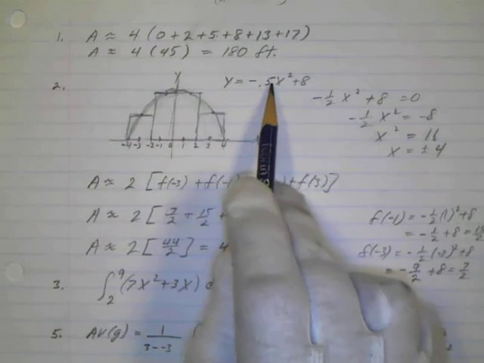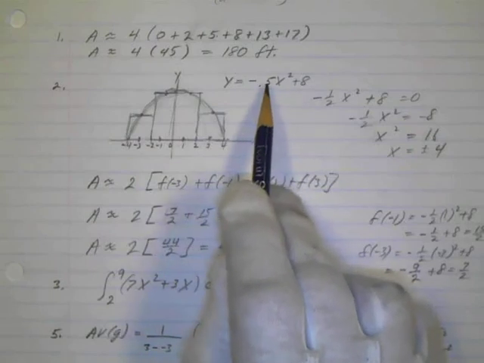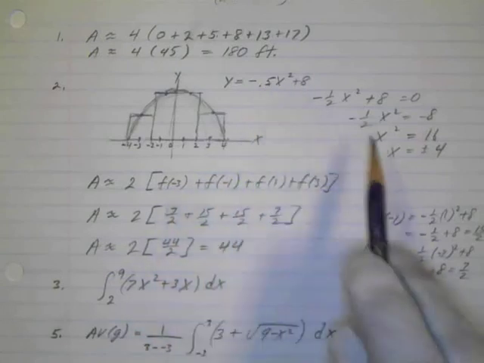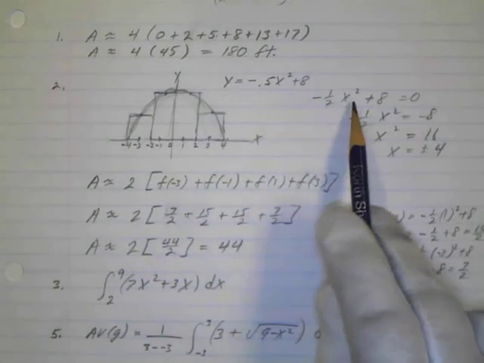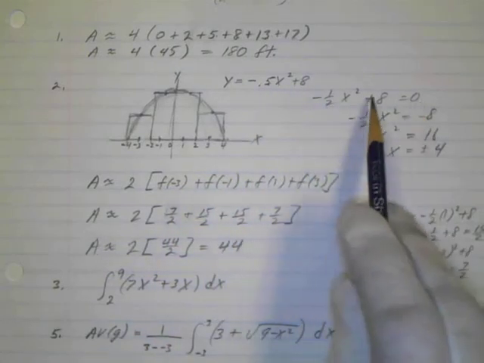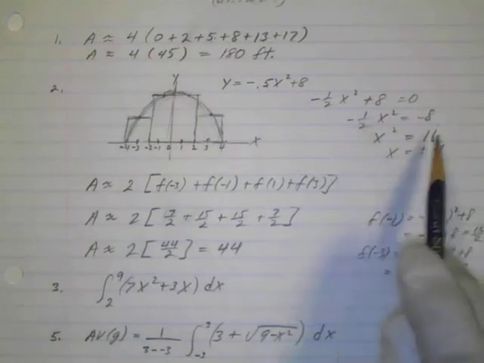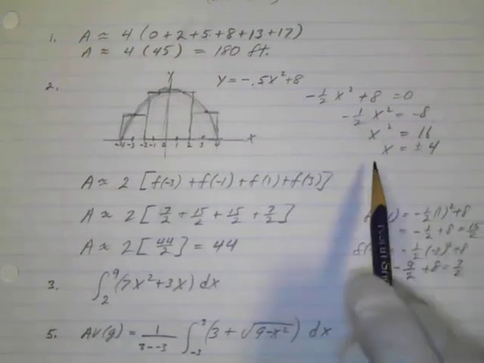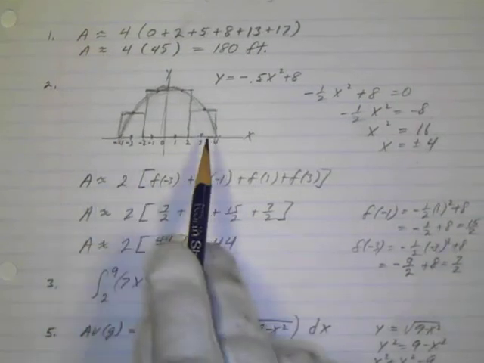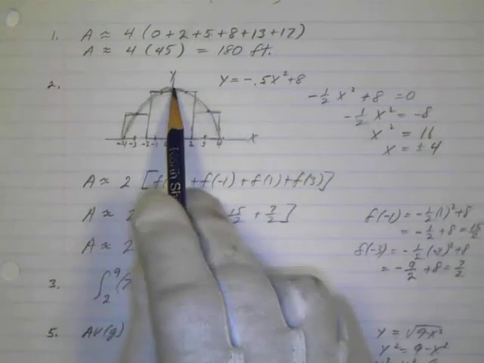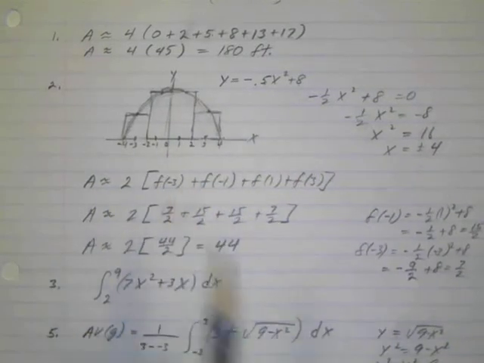All right, and it's going to be a little bit wider than a normal parabola because there's a 0.5 coefficient. And if I want to find out where the zeros are, I can just say 1/2 x squared plus 8 equals 0. Subtract 8, multiply by negative 2, and I get x squared equals 16, so x equals plus or minus 4. So my zeros are plus or minus 4. And when x is 0, my intercept is 8. It's symmetrical, so it looks like this.